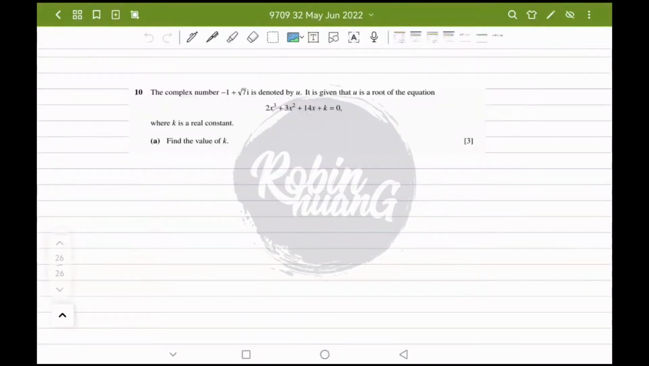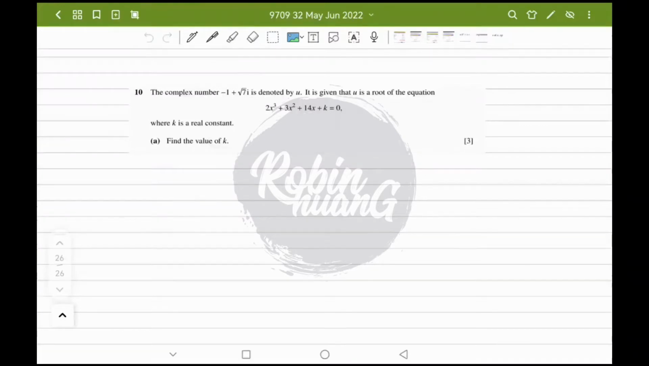The complex number -1 plus square root of 7i is denoted by u. It is given that u is a root of the equation 2x cubed plus 3x squared plus 14x plus k equals 0, where k is a real constant. Find the value of k.